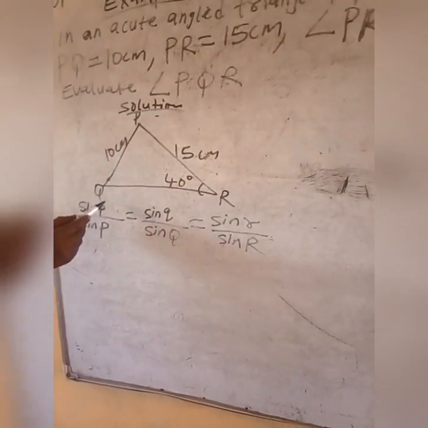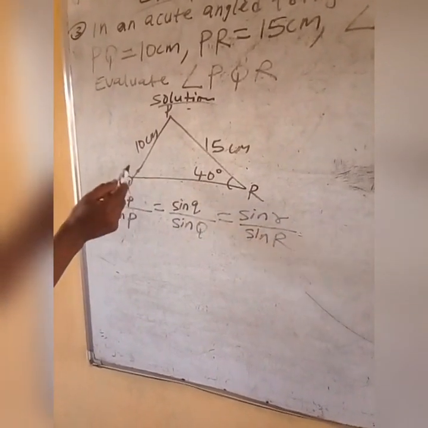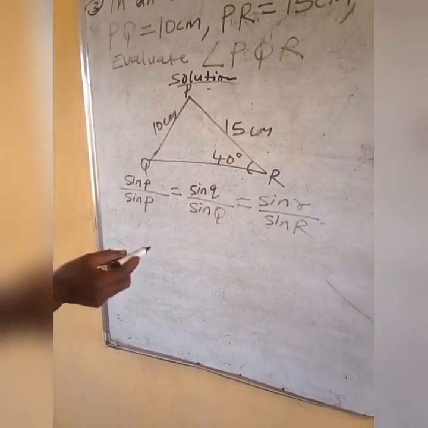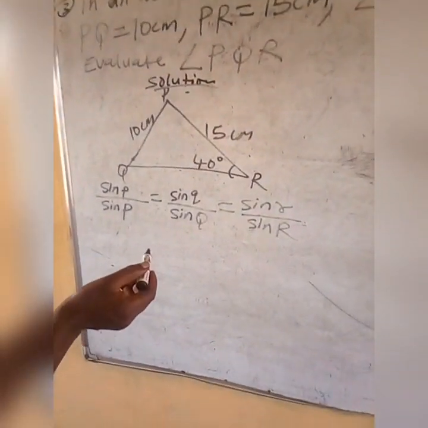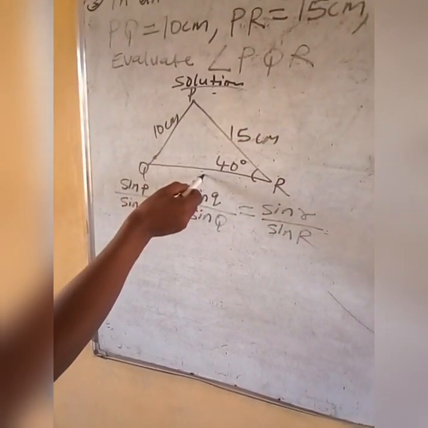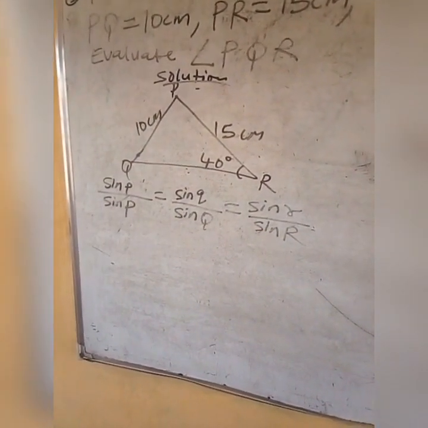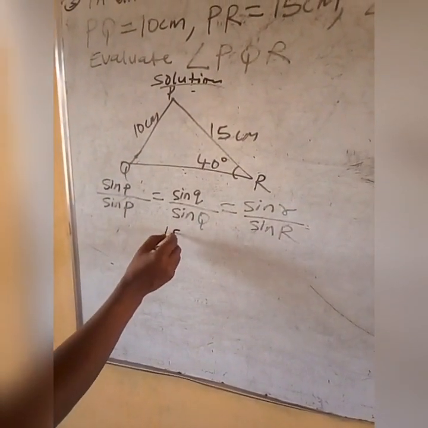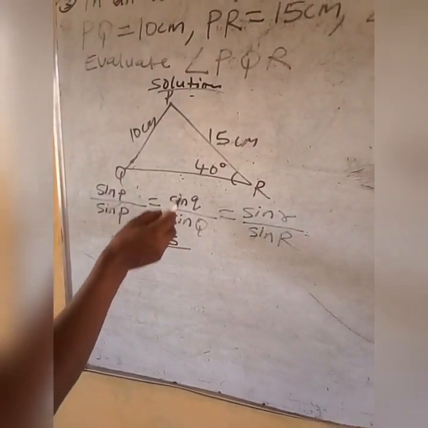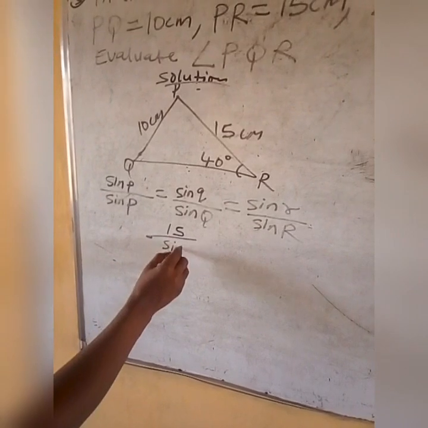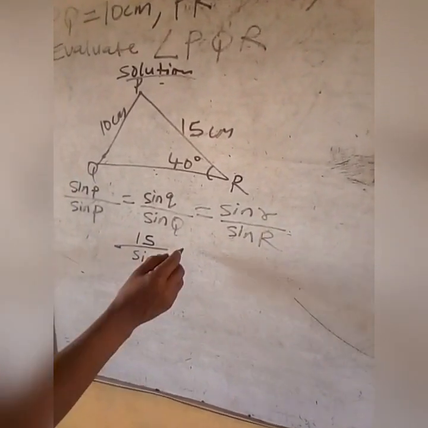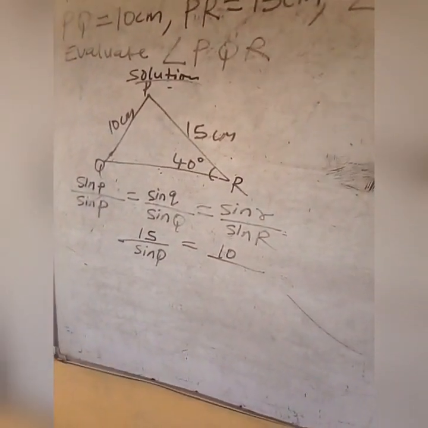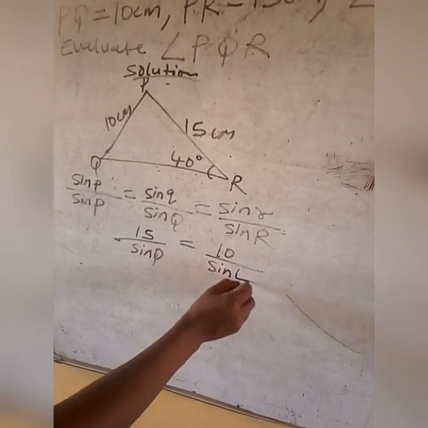Now look at small p and big P: nothing is given there, so this one is empty and we are not going to use it. So for the Q part, small q is 15, which is 15 all over sine Q. Big Q is what we are asked to find. That equals small r, which is 10 cm, all over the big R, which is 40 degrees.